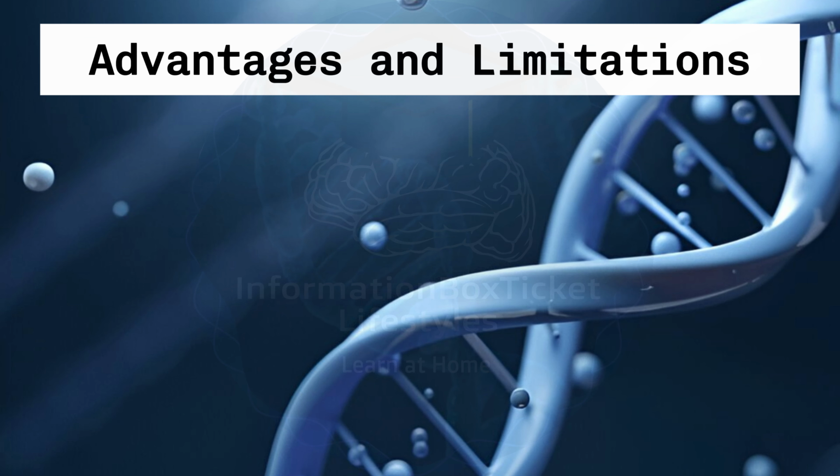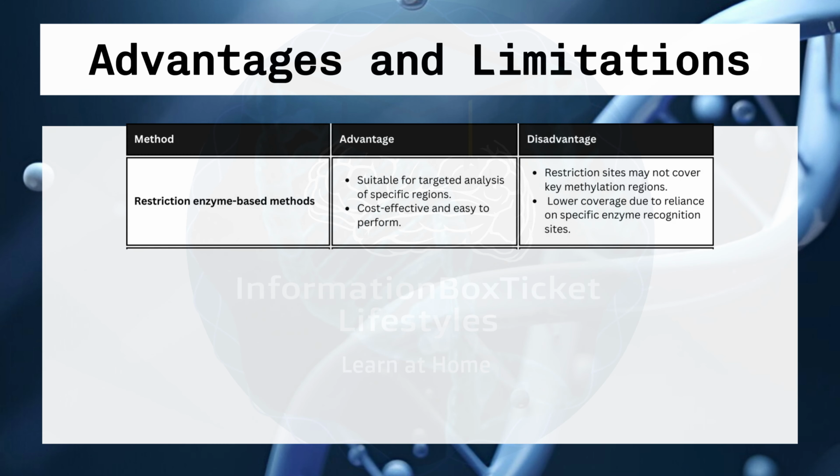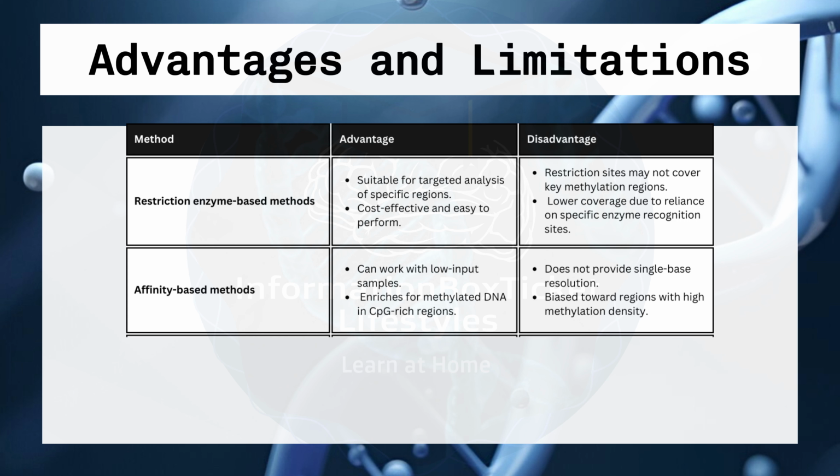Restriction enzyme-based methods are suitable for targeted analysis of specific regions and are cost-effective and easy to perform. However, they may miss key methylation regions and offer lower coverage due to reliance on specific enzyme recognition sites. Affinity-based methods work with low-input samples and enrich for methylated DNA in CpG-rich regions, but they do not provide single-base resolution and tend to focus on areas with high methylation density.